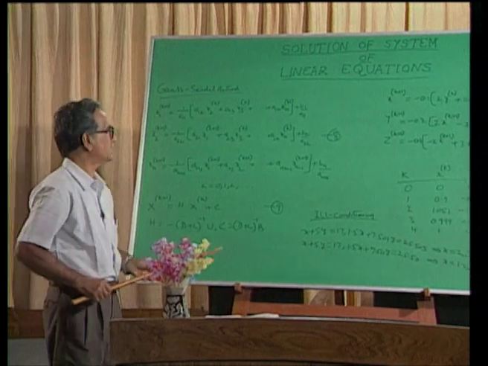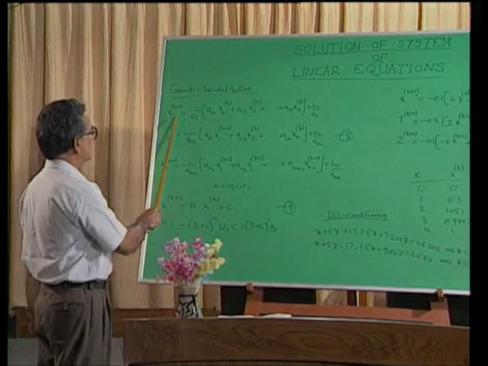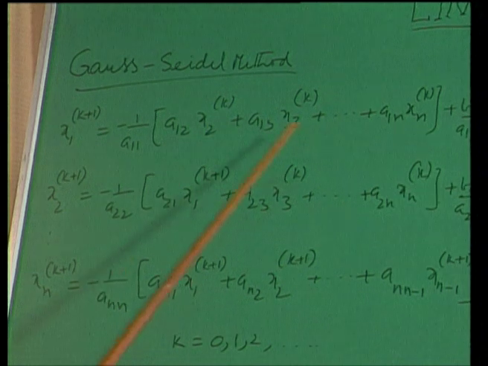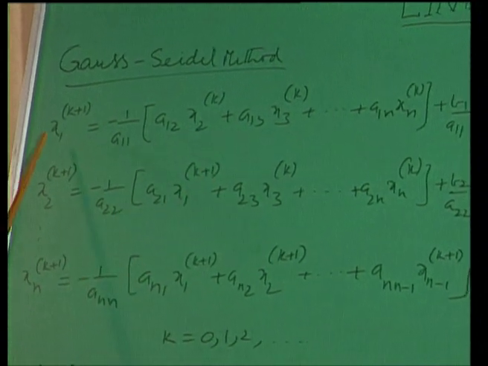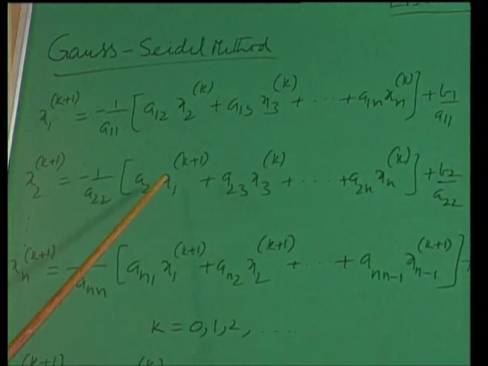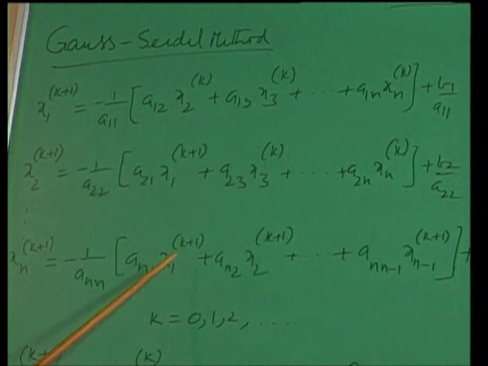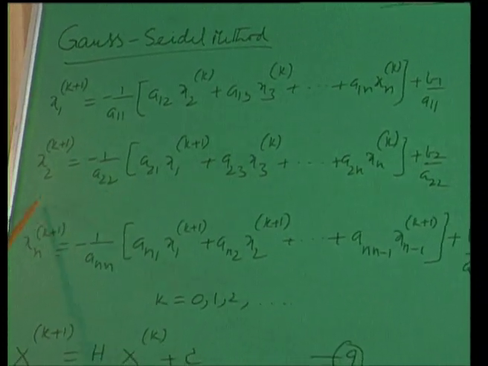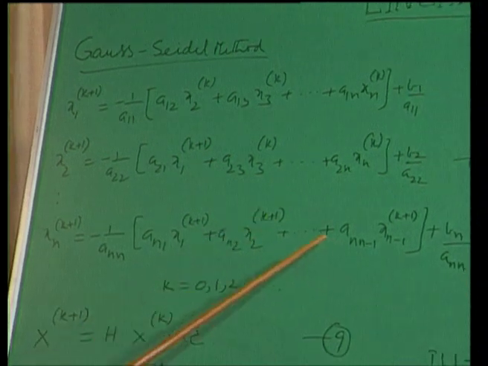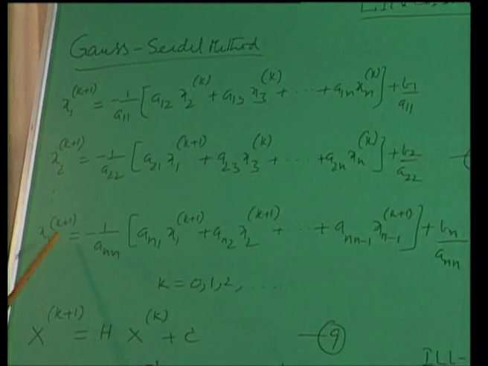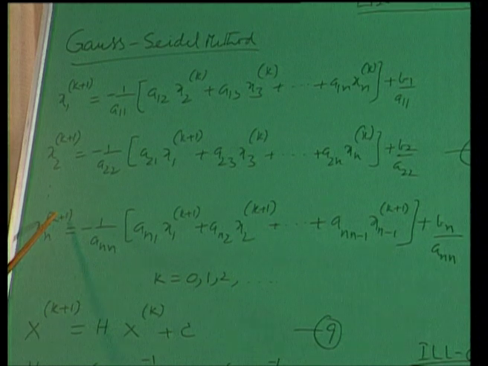The Gauss-Seidel iteration scheme can be written like this: the (k+1)th iteration value of x1 is obtained from the first equation. Because x1^(k+1) is already there, we use that in the second equation. Like that, the already obtained better values from the previous equations, x1^(k+1), x2^(k+1), etc., up to x(n-1)^(k+1), are used to obtain xn^(k+1).